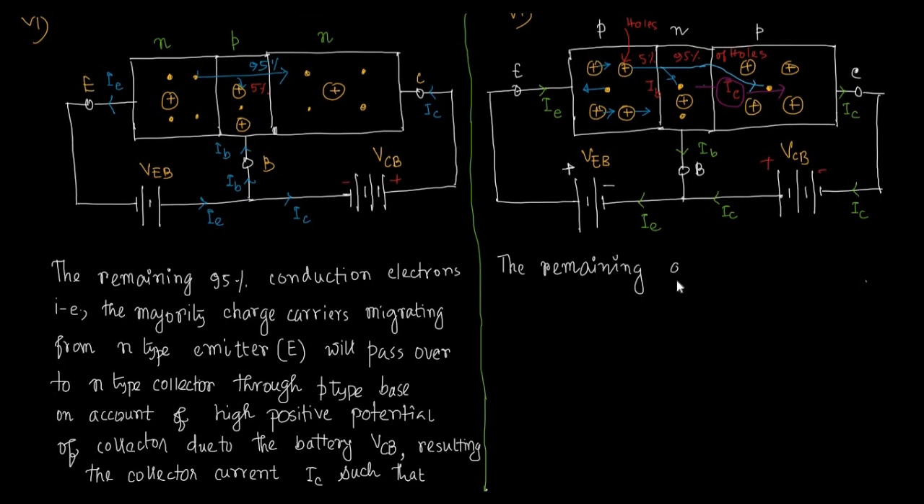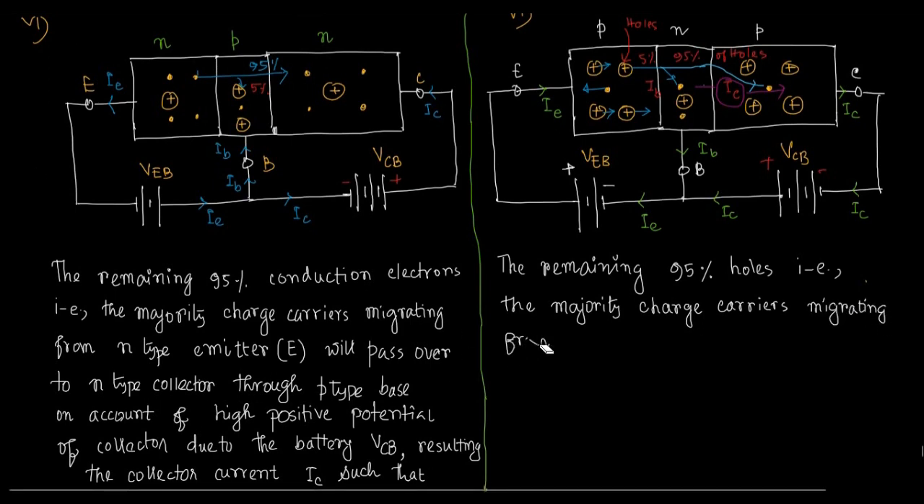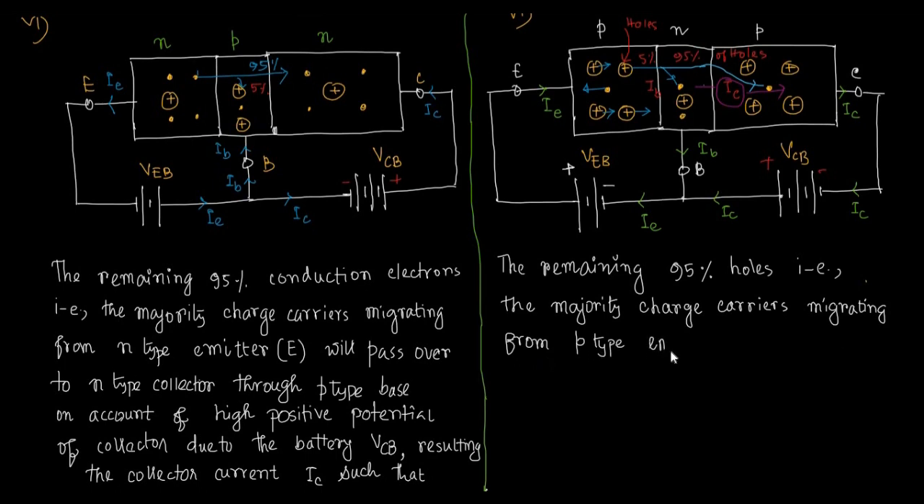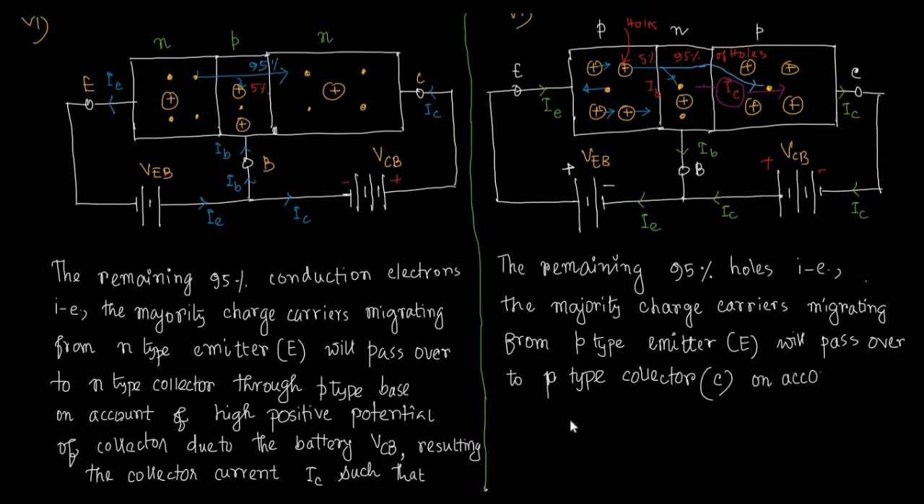The remaining 95% of holes, that is the majority charge carriers migrating from the p-type emitter under bracket E, will pass over to the p-type collector under bracket C through the n-type base, on account of the high negative potential of the collector due to the battery.